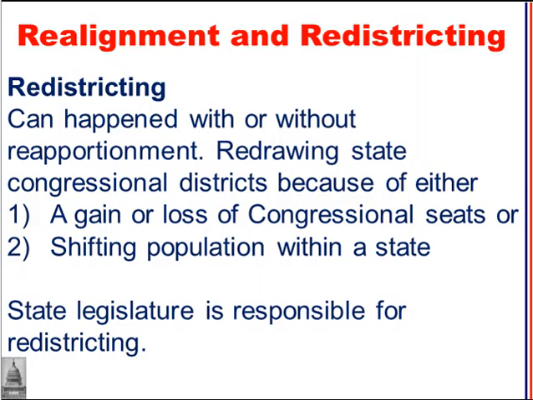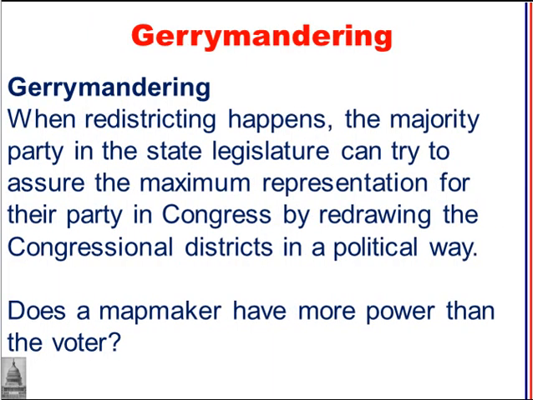So whichever political party controls the state legislature at the time that redistricting happens or the reapportionment happens has a huge advantage. And when redistricting happens for political purposes, it's called gerrymandering. The majority party in each state legislature can use redistricting and reapportionment and realignment to ensure their continued power.